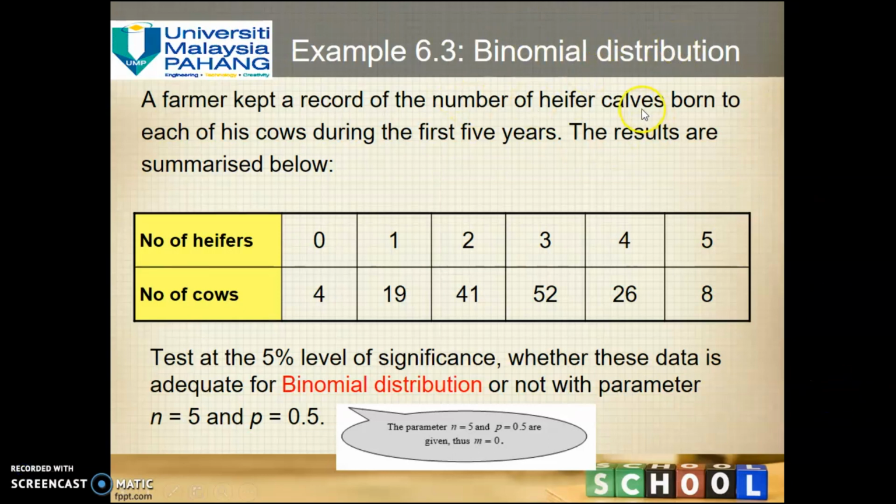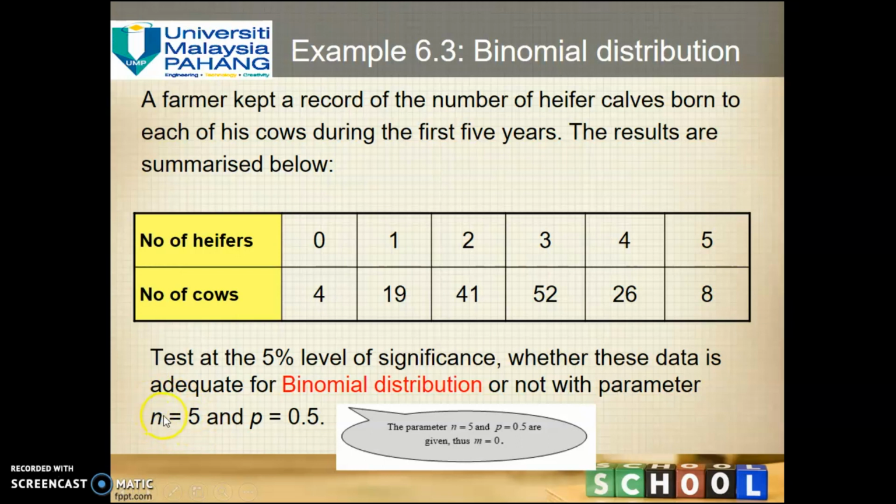So this example is about binomial. Why binomial? It is mentioned in this question. A farmer kept a record of the number of heifer calves born to each of his cows during the first 5 years. The results are summarized below. Test at 5% level of significance whether this data is adequate for a binomial distribution with parameters n equal to 5, p equal to 0.5.